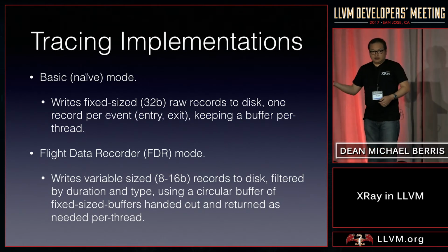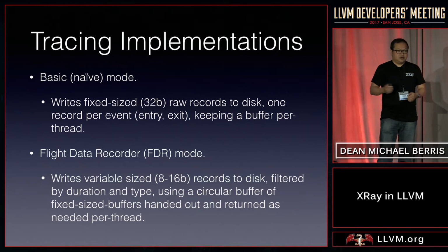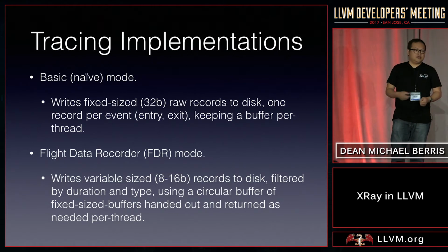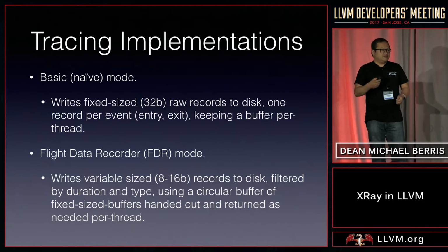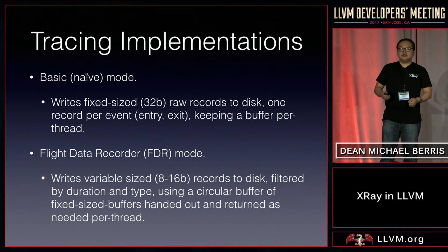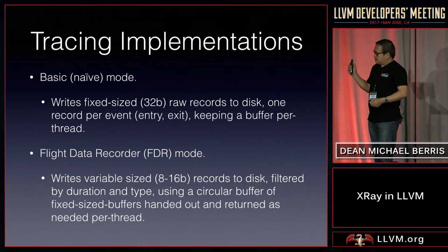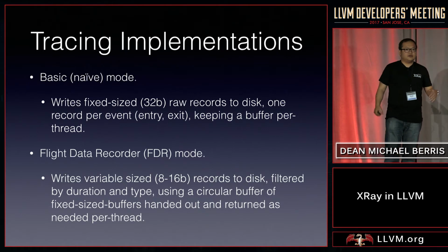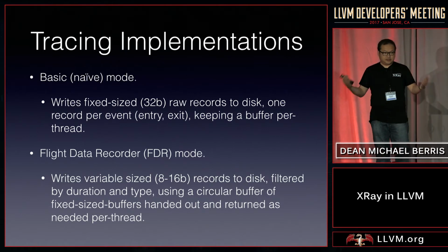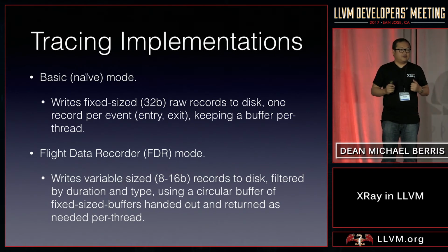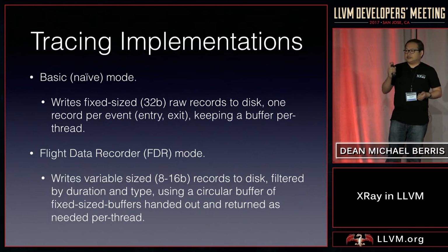So the naive mode or basic mode gets all the events, absolutely all the events. We will write everything. We are not going to filter anything. If you suddenly get like a 38 gig trace of Clang, we warned you. Flight data recorder mode, on the other hand, is something you can turn on and off. It will do basic filtering so that it doesn't write too big a trace, and you can control the amount of memory it uses in its circular buffers in memory.